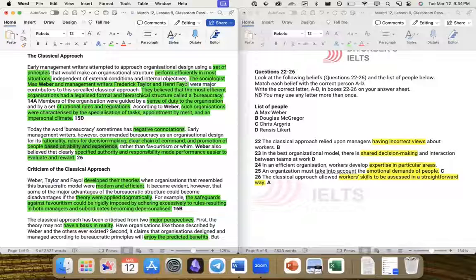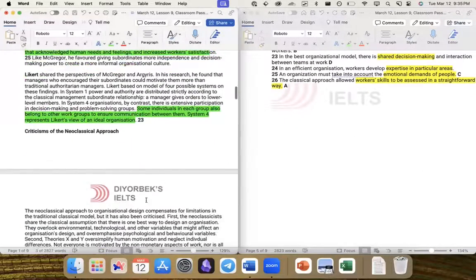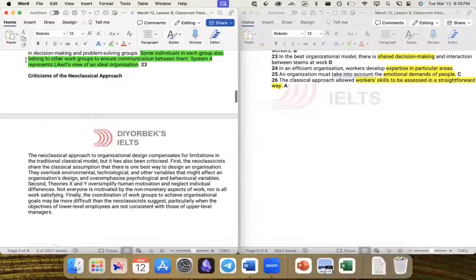Mr. Diyorbek, can I try to underline? No, you can tell. It's near to 26. It's rationality, rules for decision making, clear chain of command and promotion of people. I mean, a built-in experience means expertise, but in particular areas, that's where I cannot find a synonym. All right, so it could be here. Let's read towards the end, because there might be no more people.